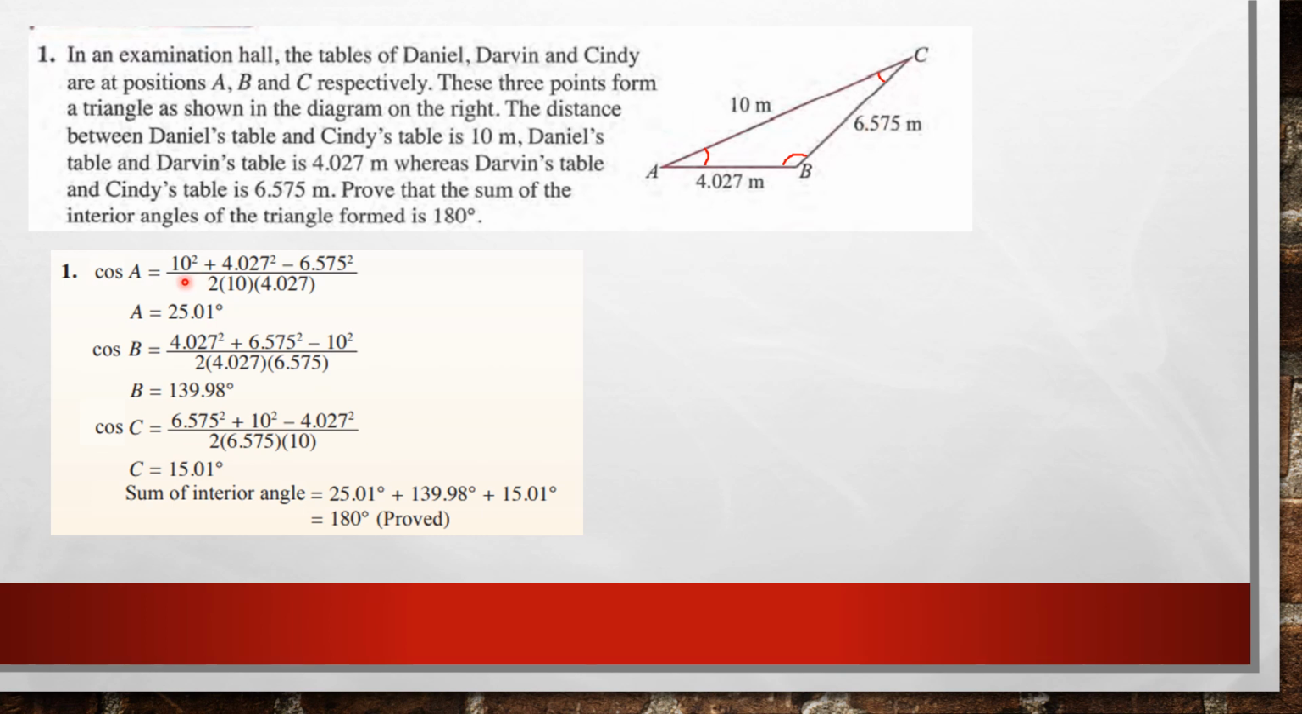6.575. So you use the cosine rule: 10 squared plus 4.027 squared minus 6.575 squared over 2 times 10 times 4.027. So you get angle A equal to 25.01. Same goes for angle B, use the cosine rule, and also for C you use the cosine rule. So you get angle B is 139.98 and C is 15.01. You add all these three, so you will get 180. So you have already proved that the sum of these angles is 180.